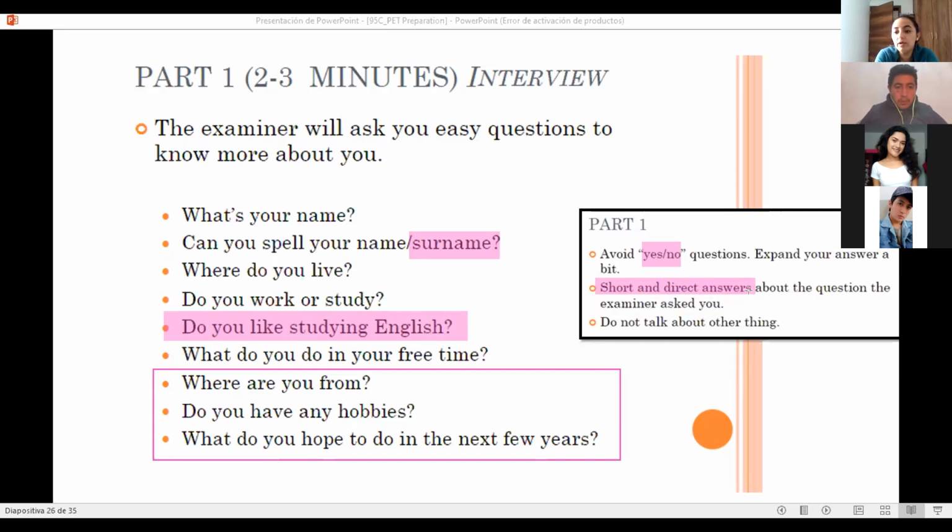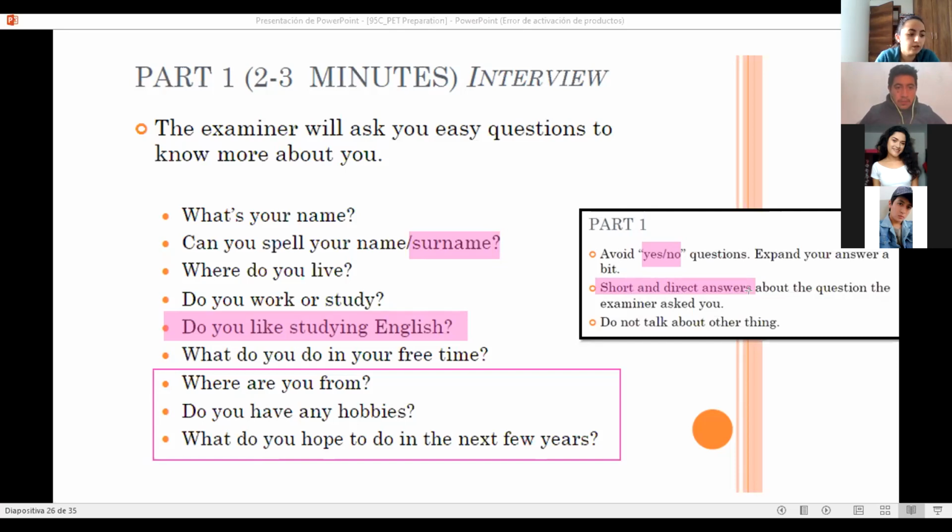For example, if you are asked about your name, si les preguntan sobre su nombre, for example, what's your name? Eviten responder únicamente con su nombre, por ejemplo, Nicole. Try to answer something like, my name is Nicole, but everyone calls me Nikki. Okay, that's a possible answer for this kind of questions.